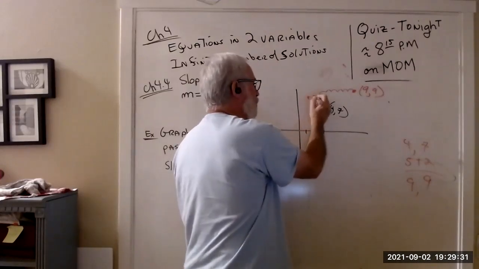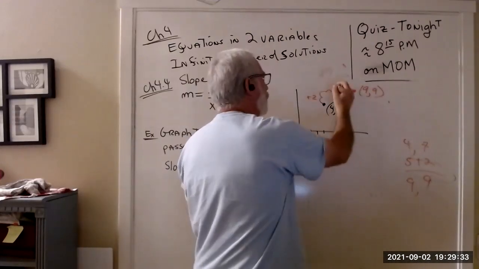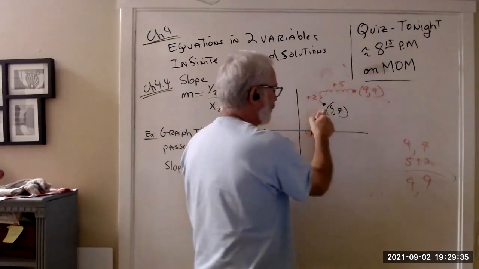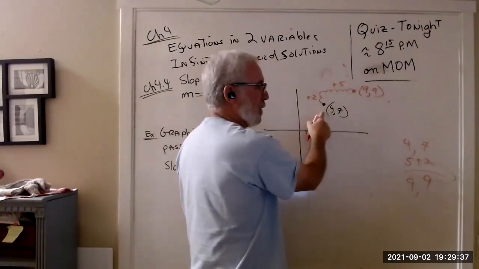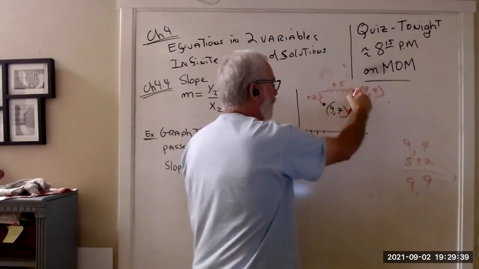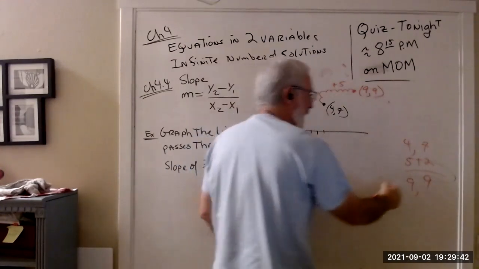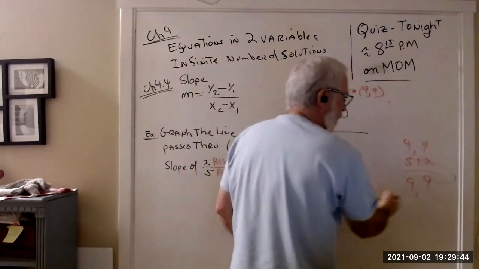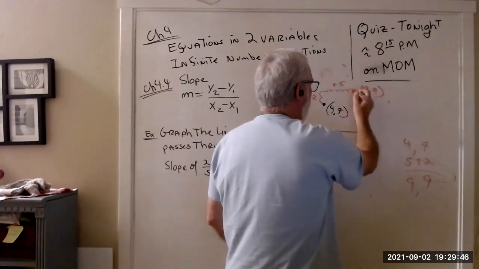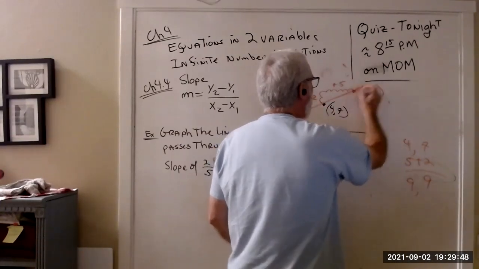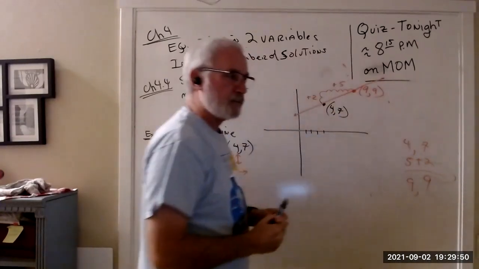I went up 2 over 5, but I started here at the black point, up 2 over 5. Excuse me. That changed my X's and my Y's. So I have this new line. Now remember how Mom wants you to graph.